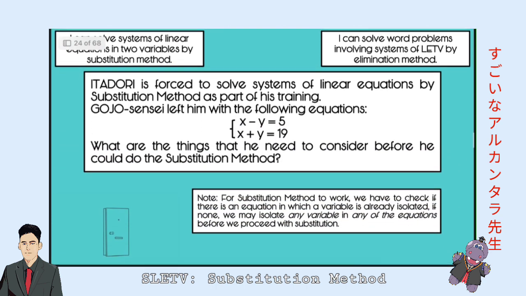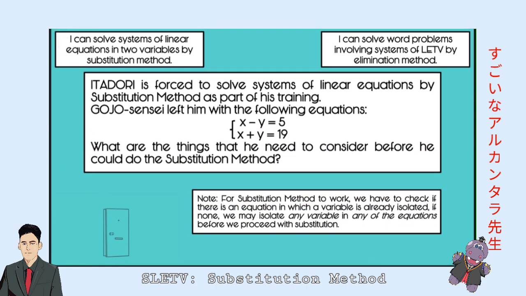So let's say that we have this first word problem. Itadori is forced to solve systems of linear equations by the substitution method as part of his training. Gojo Sensei left him with the following equations, the first one being x minus y equal to 5, and the second one being x plus y equal to 19. What are the things that he needs to consider before he could do the substitution method? And here's an important note. For the substitution method to work, we have to check if there's an equation in which a variable is already isolated. If none, we may isolate any variable in any of the equations before we proceed with substitution.